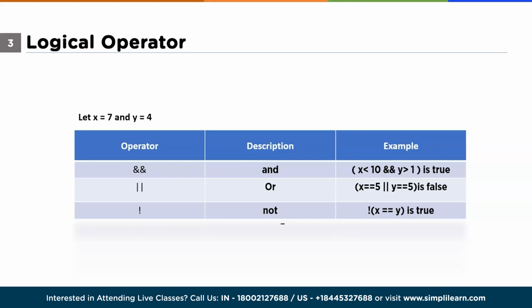For the OR operator, the case is a bit different. If any one of these two conditions is true, then the output will be true. And only if both are false will the output be false. The NOT operator, on the other hand, will check if x is equal to y. If the value x is holding is not equal to that of y, then it will return true. I hope you are getting this. That's a little bit confusing, but if the values x and y are holding are not equal, then it will return true. If they are equal, then it will return false, right?